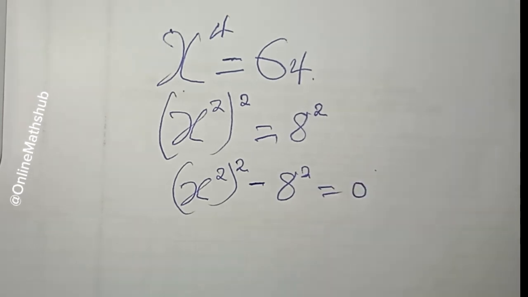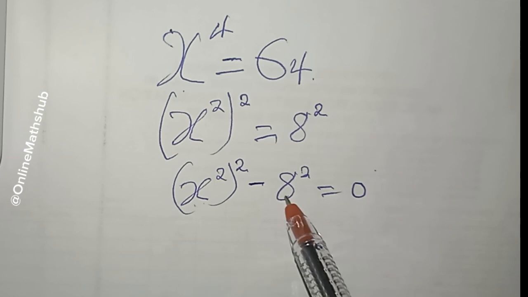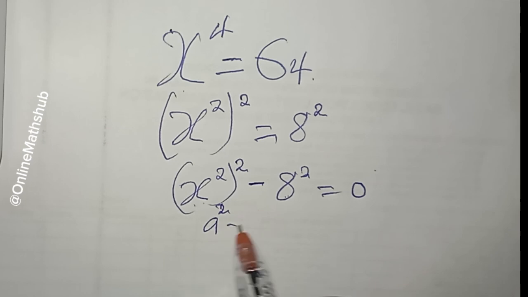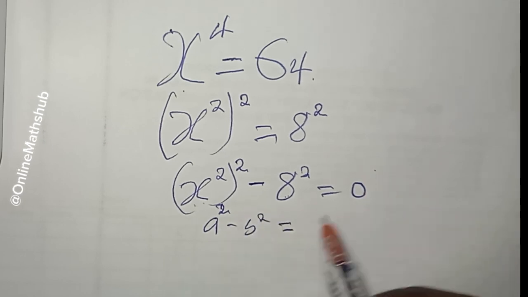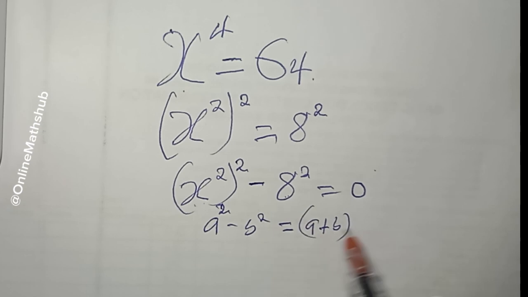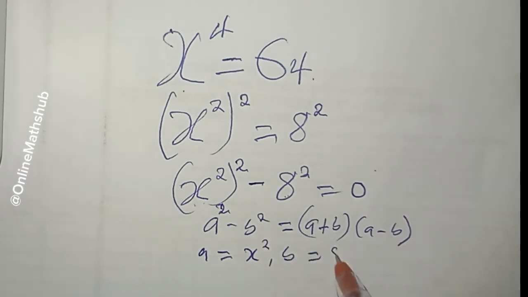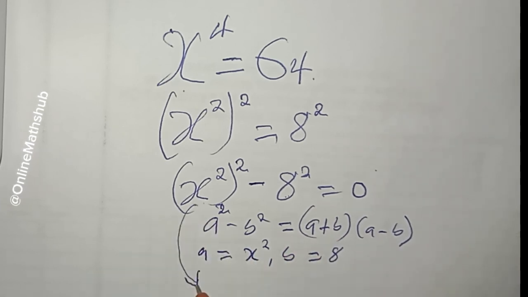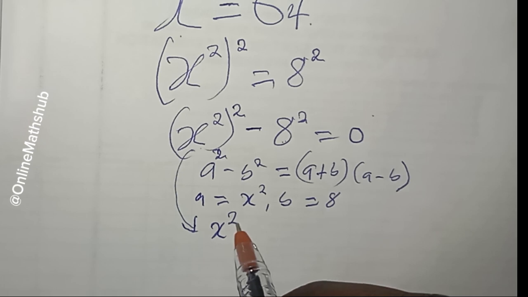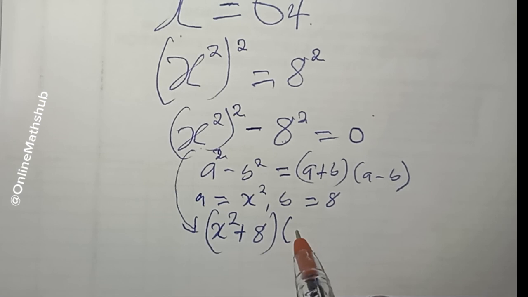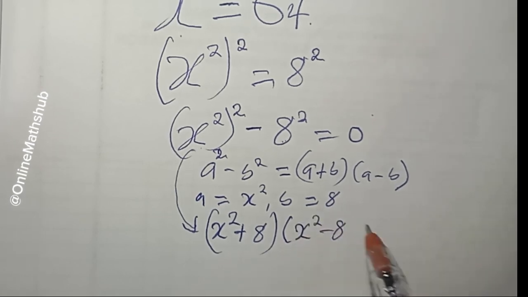So clearly you can see we've got some difference of two squares, which of course you can remember that if we have a power 2 minus b power 2, this is actually going to be expanded to a plus b, and then of course multiply by a minus b. So in this case you can see that a is equal to x power 2 and that b is equal to 8 right here. So if I use this rule to expand this, what I'm going to be having is x power 2 plus 8, and then of course multiply by x power 2 minus 8.